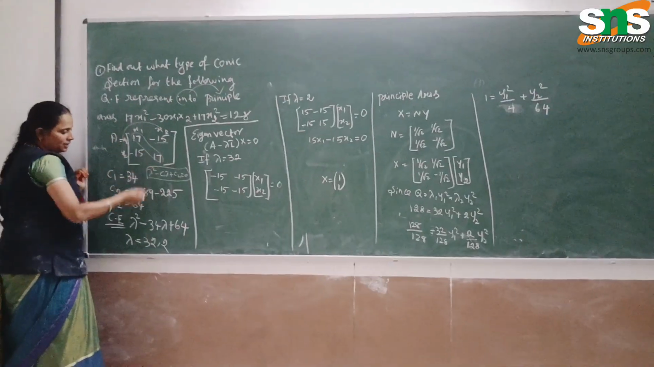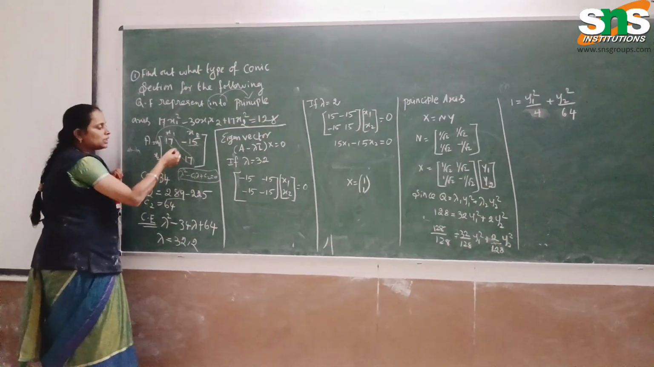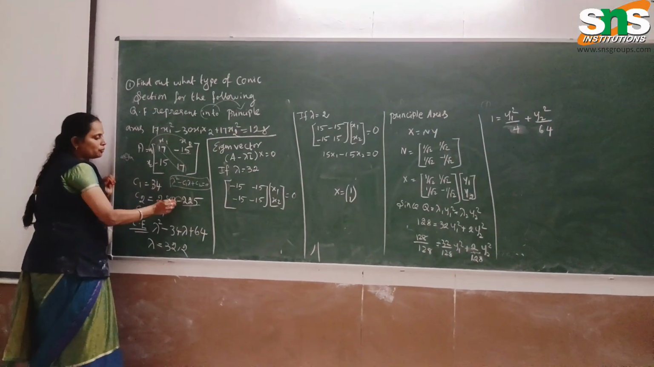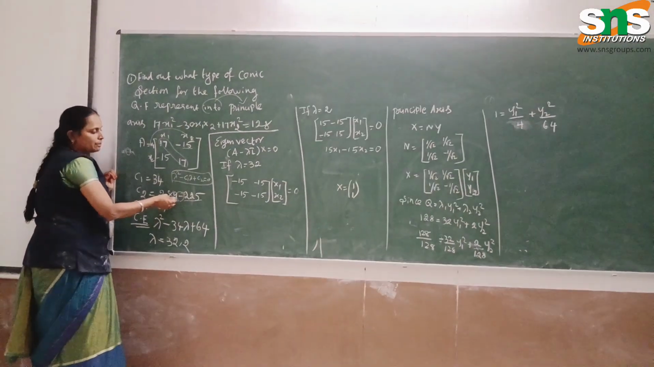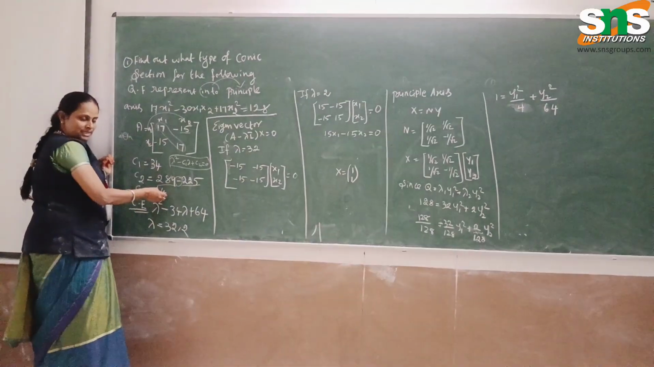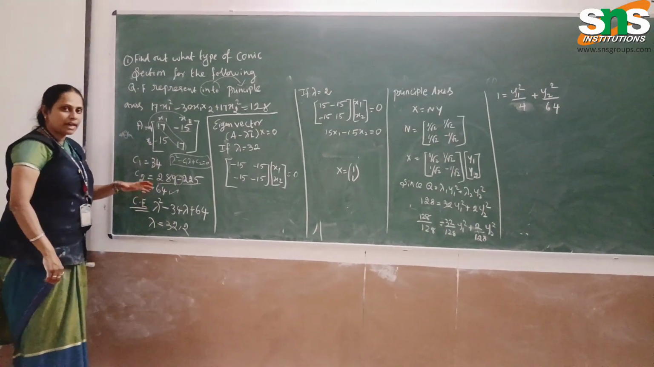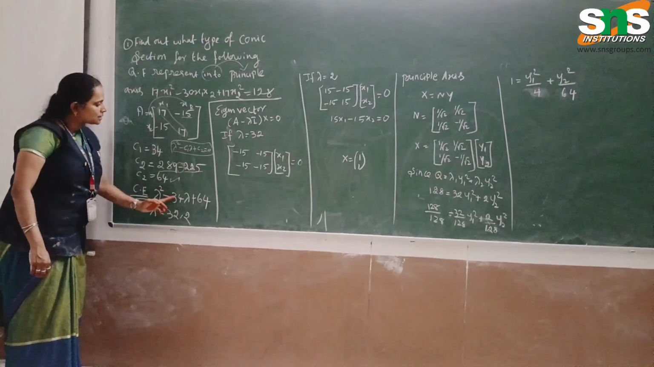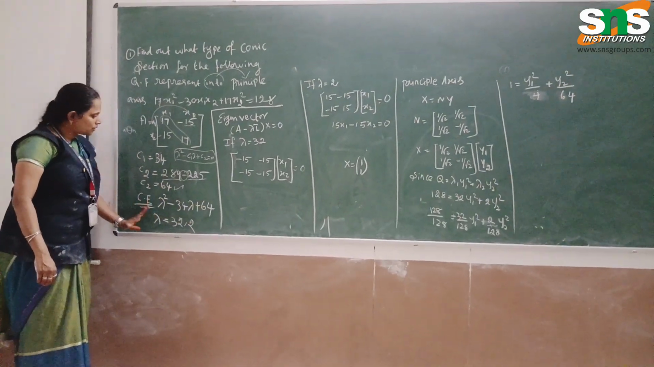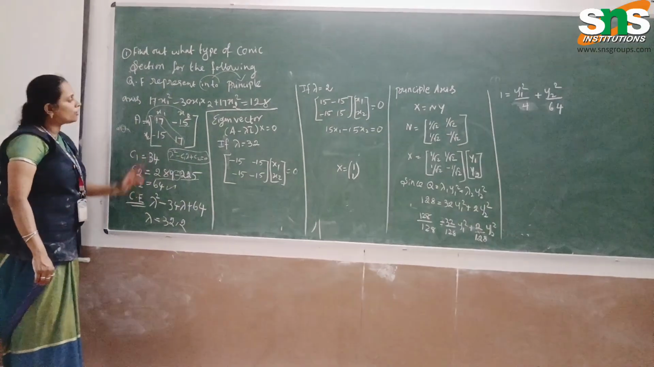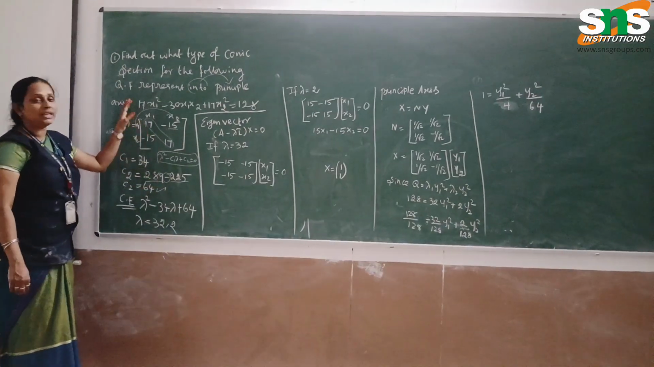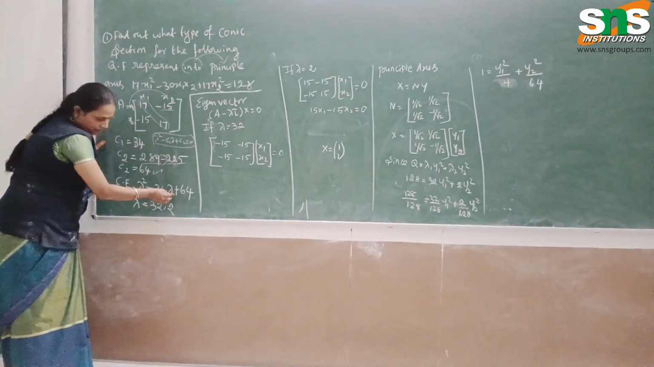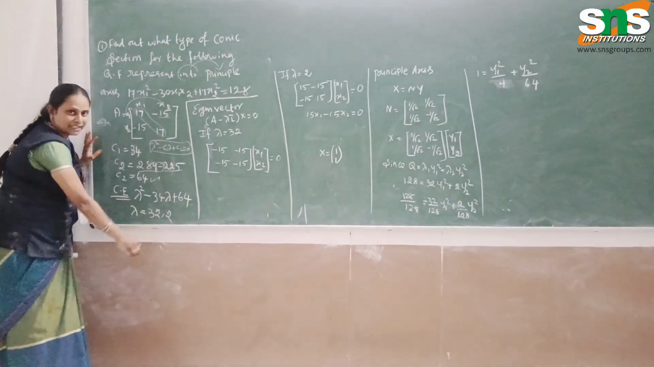So 17 into 17 is 289, and 15 into 15 is 225. The formula has a minus, so we put minus. 289 minus 225 is 64. Then we substitute c1 and c2 here, so it is lambda square minus 34 lambda plus 64. This is the characteristic equation for the given matrix and also for the quadratic form.